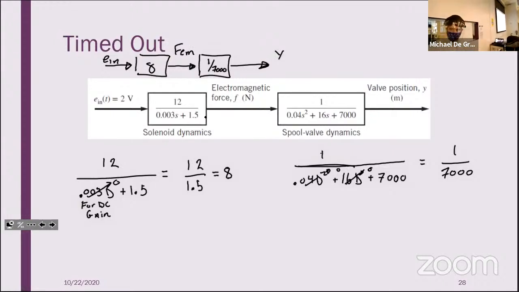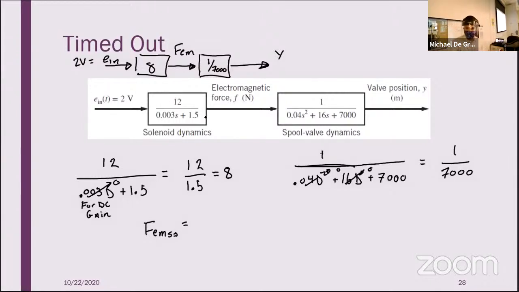So at steady state, this is my block diagram now. At steady state, these things turn into gain blocks, right? Because the transients have died out and we're left with something. Okay? So at steady state, if we know that our input voltage, which we were told was 2 volts, I can figure out my steady state electromagnetic force.